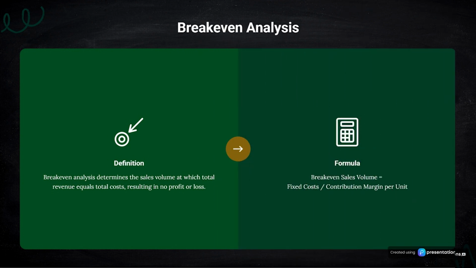Break-even analysis determines the sales volume needed for a company's revenue to equal its total costs, meaning there's no profit or loss. The formula is break-even sales volume equals fixed costs divided by contribution margin per unit.